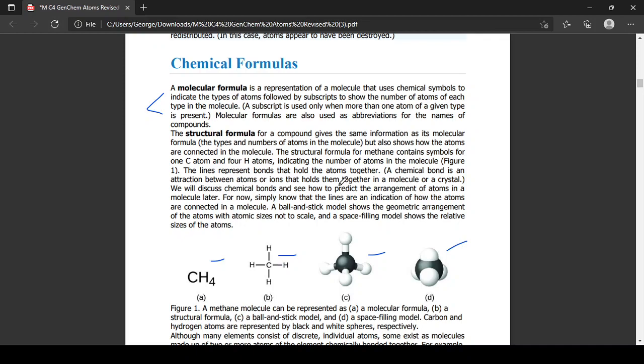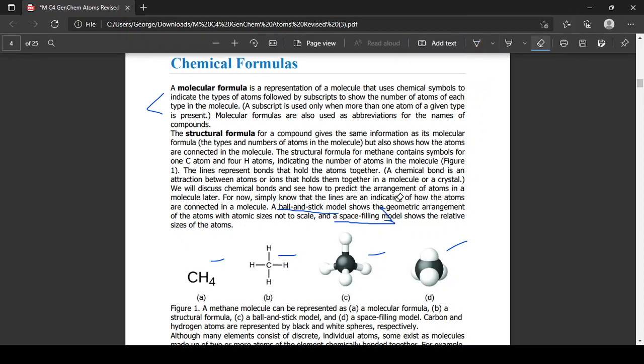Next, we have a ball and stick model. We have discussed the structural and molecular formula. The ball and stick model shows the geometric arrangement of the atoms with atomic sizes not to scale. And lastly is the space filling model, which shows the relative sizes of the atoms.